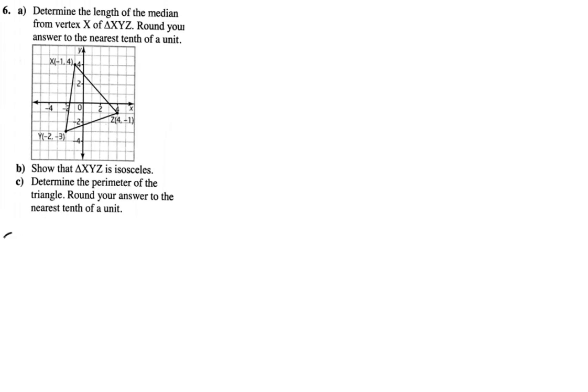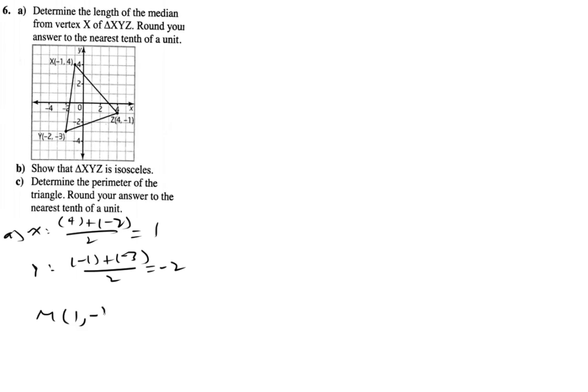So the first step for A, when finding the length of the median, is to find the midpoint of YZ, if you want the median from vertex X. So the midpoint is going to be the average of the X and Y values, so you get 4 plus -2 all divided by 2, which is going to be equal to 1. And then for the Y values, you're going to have -1 plus -3 all divided by 2, which is going to be equal to -2. So your midpoint here is going to be equal to 1, -2.